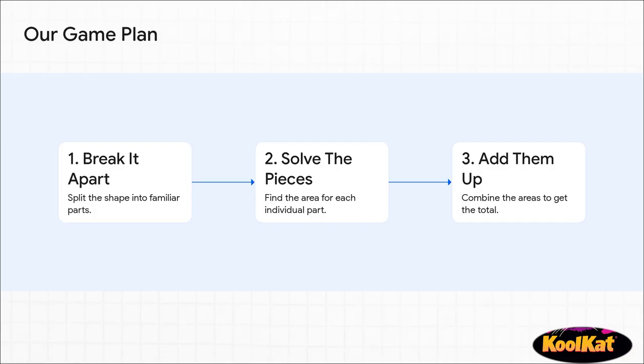So here's our game plan. It's just 3 easy steps. First, we break that weird shape down. Second, we find the area of each of those simple little pieces. And third, we just add them together to get the final answer. That's it. We're turning one hard problem into a couple of super easy ones.